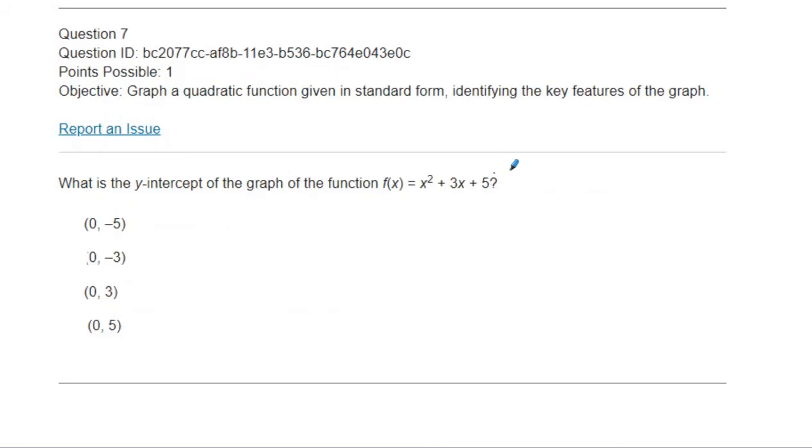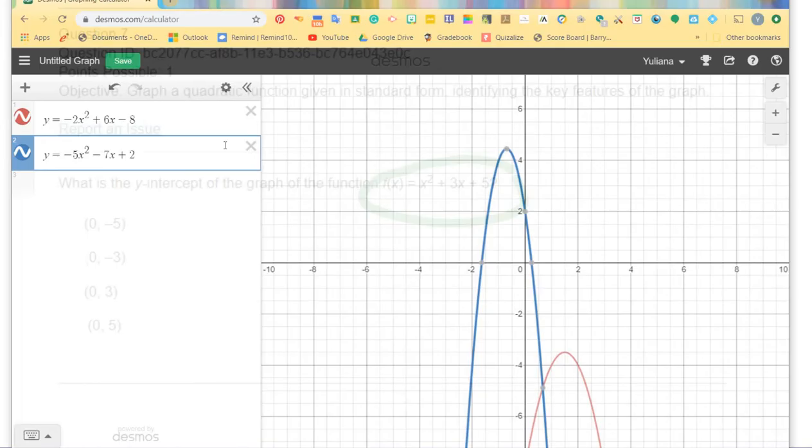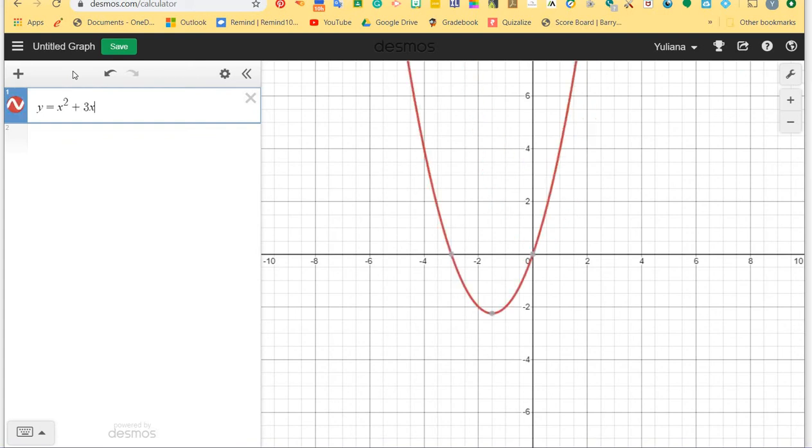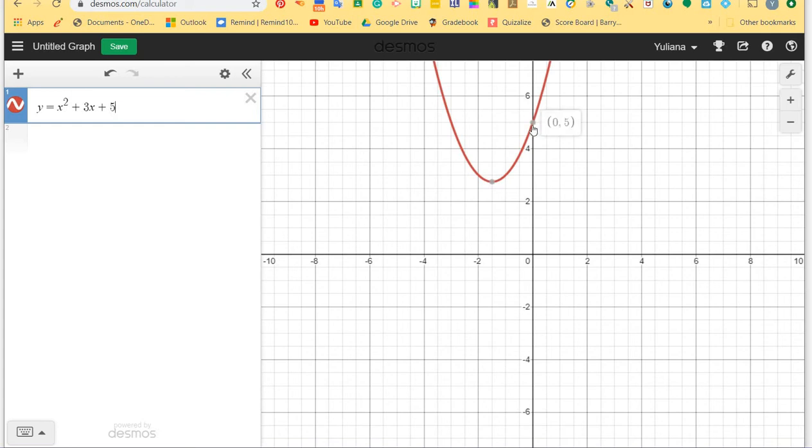Okay, so the y-intercept. When they don't give you a graph, this is a good time to use Desmos so you can go ahead and graph it. So we're going to clear these out. You're going to graph x squared plus 3x plus 5. And again, your y-intercept is going to be where it crosses the y-axis, so (0, 5).